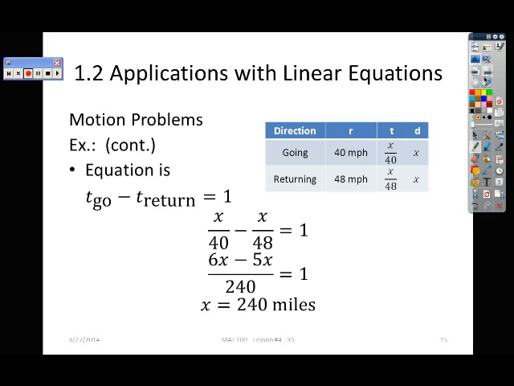Okay, are there any questions about how to do the motion problem? Any comments about how to do it?